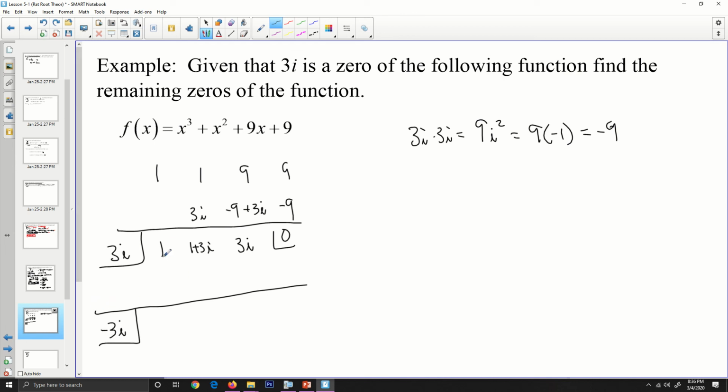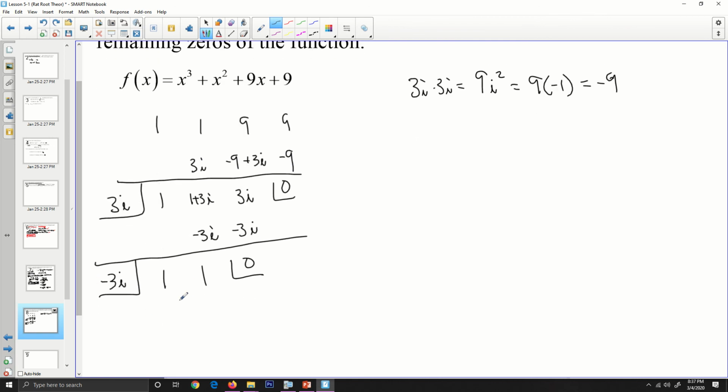Now, again, because I have all real coefficients, I know that negative 3i must also be a zero. So I bring down my 1. Negative 3i times 1 is negative 3i. When I add those two together, I get 1. Negative 3i times 1 gives me negative 3i there. I add those together and I get 0 again. That means that what's remaining after I divided out x minus 3i and x plus 3i is just x plus 1.